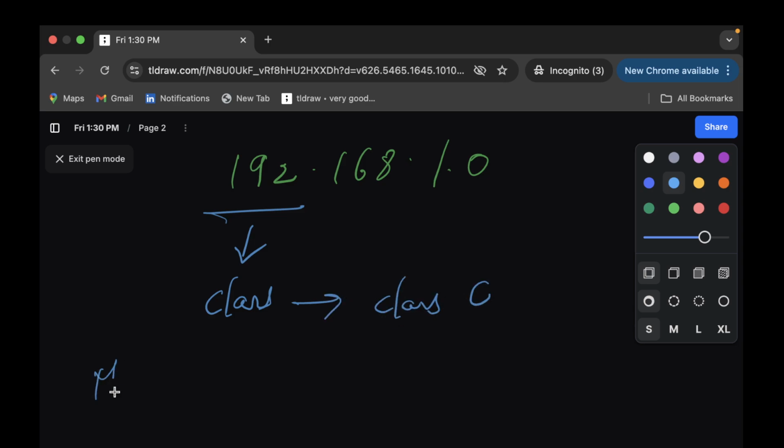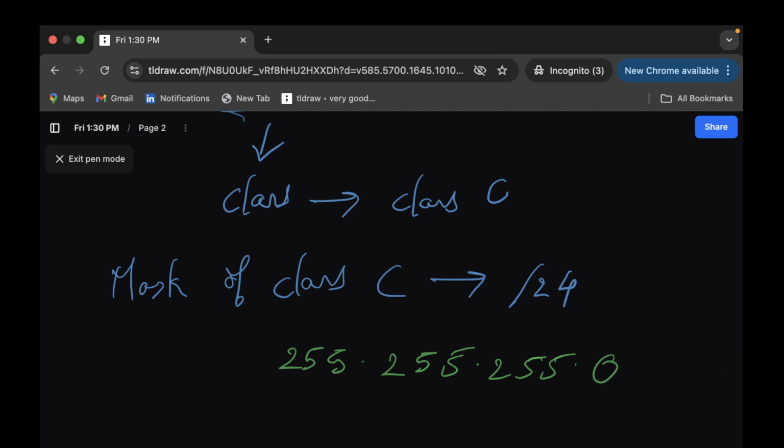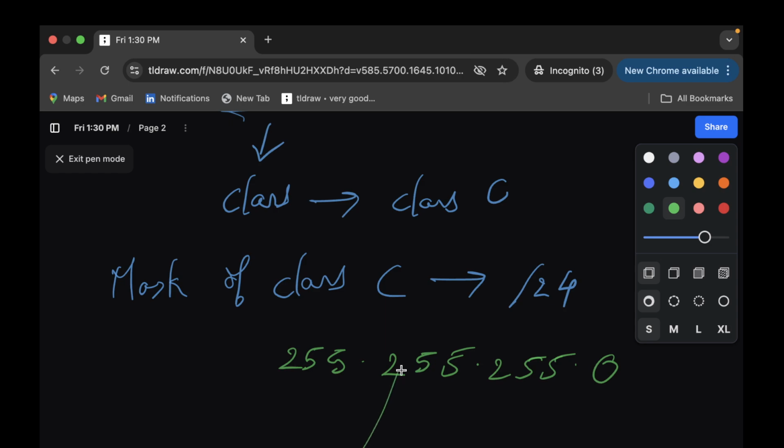The mask of class C is /24, which is 255.255.255.0. Now, how do we calculate the total IPs?